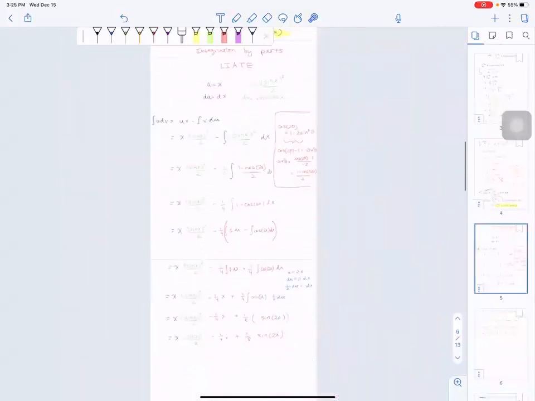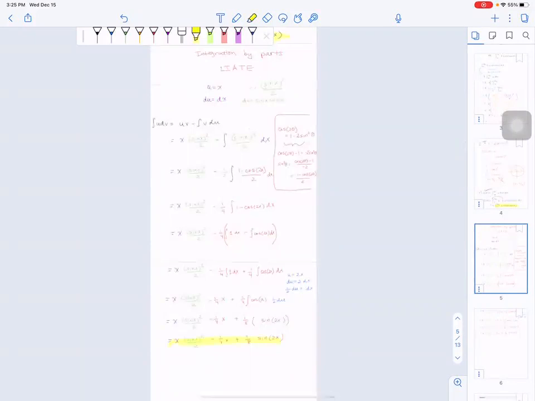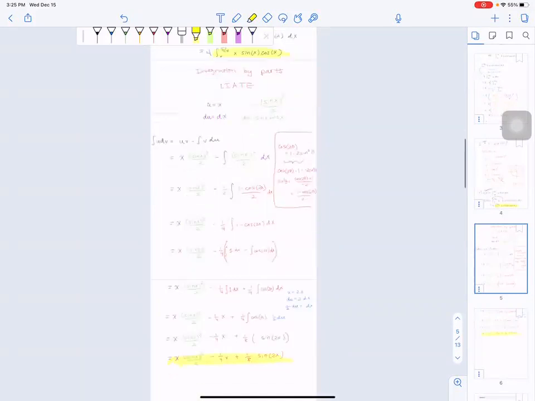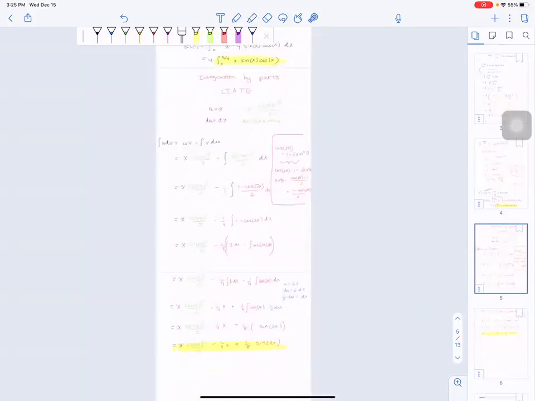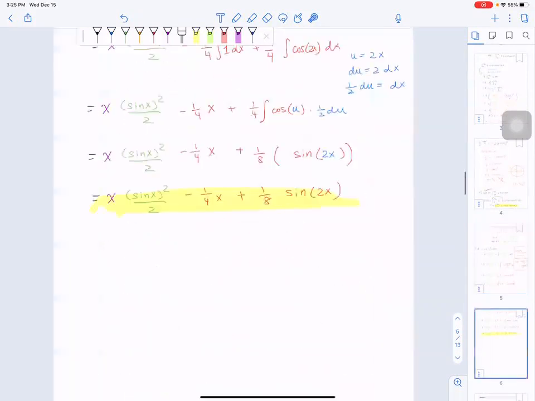Okay, so we just found that this highlighted part equals our highlighted part. And then now, don't forget the 4. So let's do the 4 at the end though, because let's focus on this highlighted part. So the highlighted part, we found that integral, but we have to evaluate at the bounds. So at the bounds of 0 to pi over 4, what does that give you?